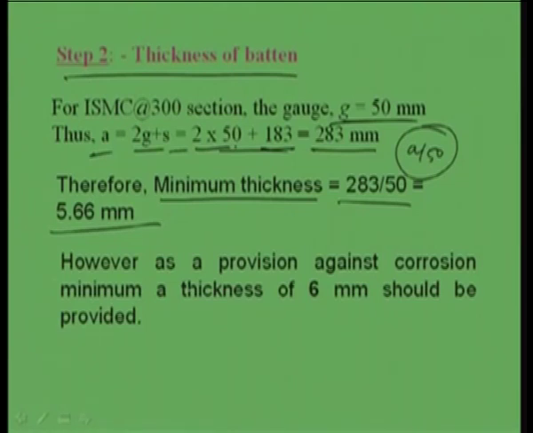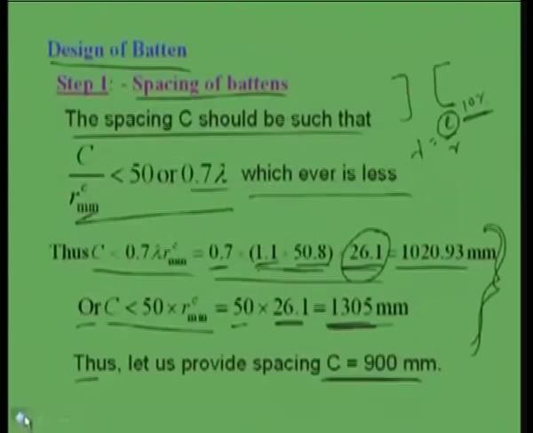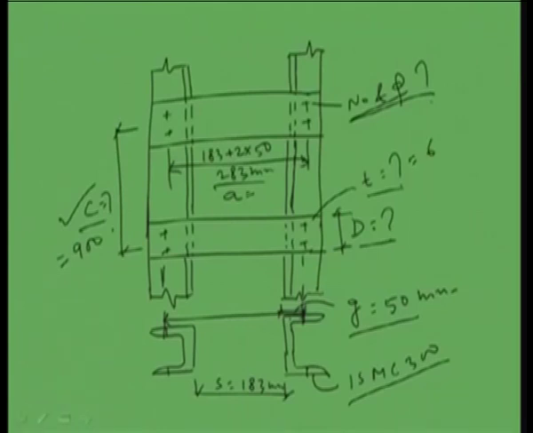However, as a provision against corrosion, a minimum thickness of 6 millimeter should be provided. So in any case, if it is coming less than 6, we have to provide at least 6 mm from the corrosion point of view. Suppose it is becoming say 3, then also we have to consider at least 6 mm, or more. So let us decide the thickness as 6 mm.